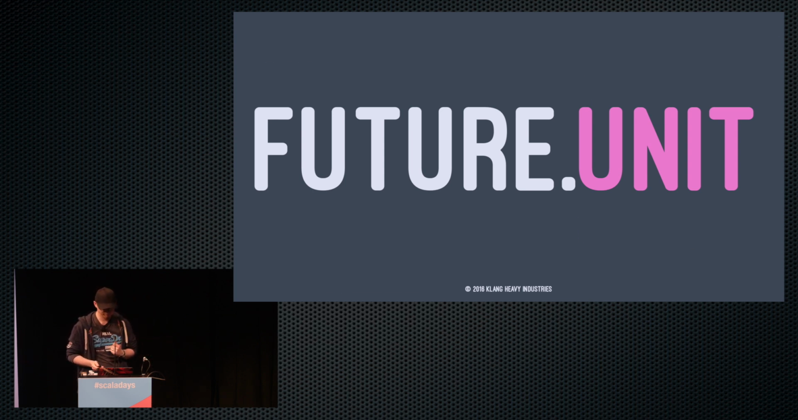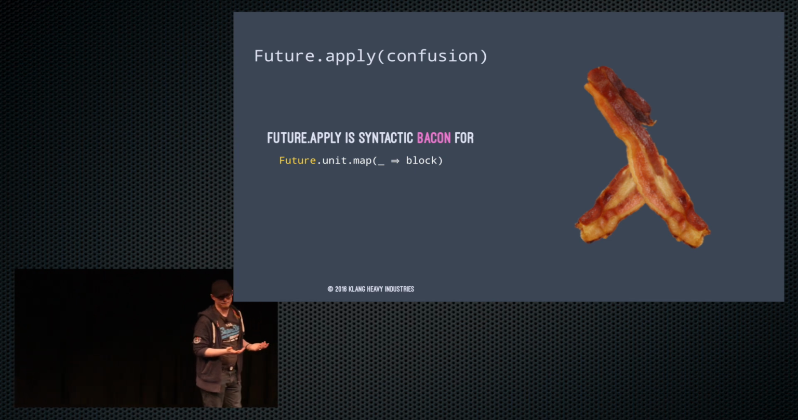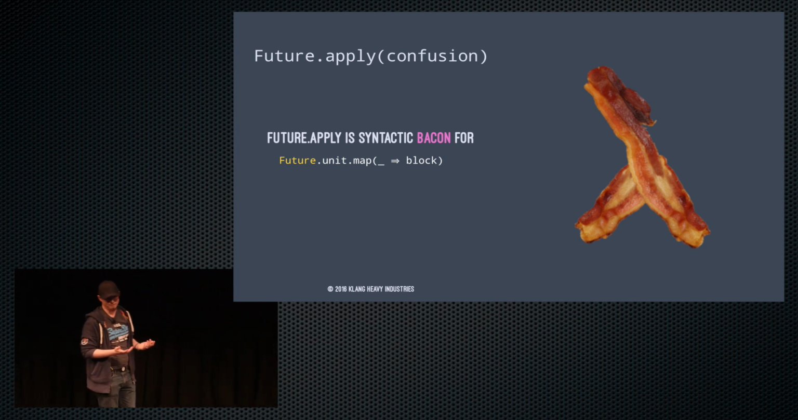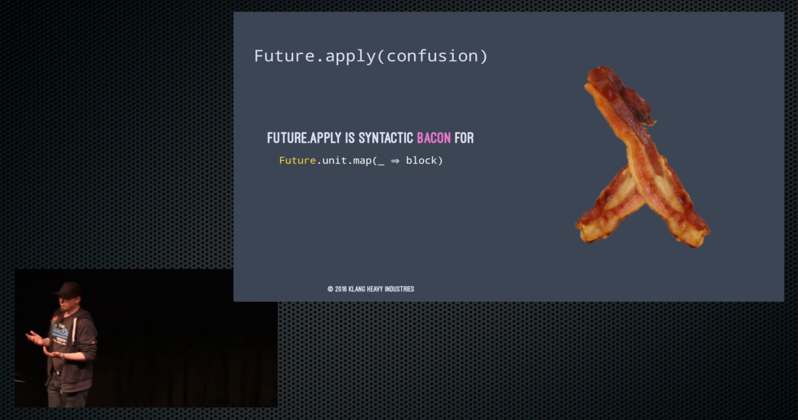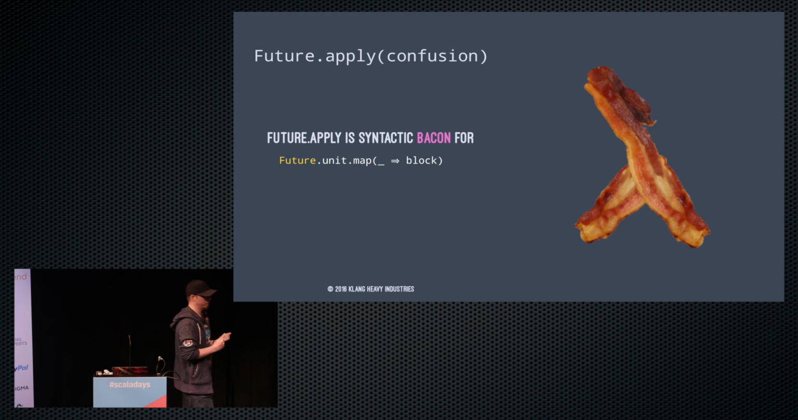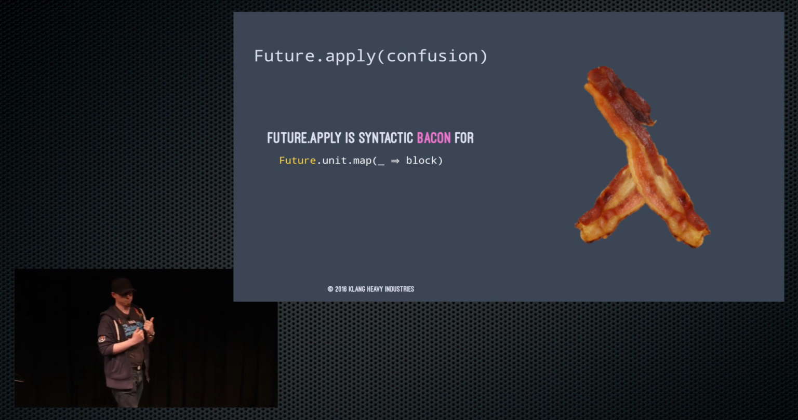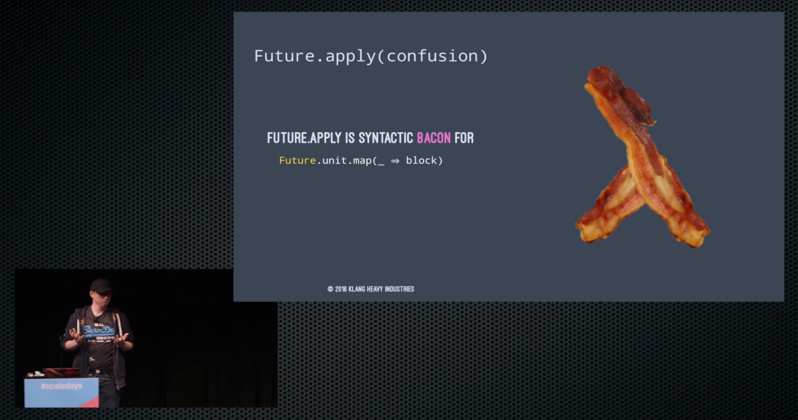Why is this nice? Well, you might ask yourself, did Viktor just really pull off a bacon lambda? Well, I think it did. If you think about it, the apply method on Future to create a future out of an expression is just syntactic sugar for Future.unit.map, right? And it's actually implemented like that. There's no difference.